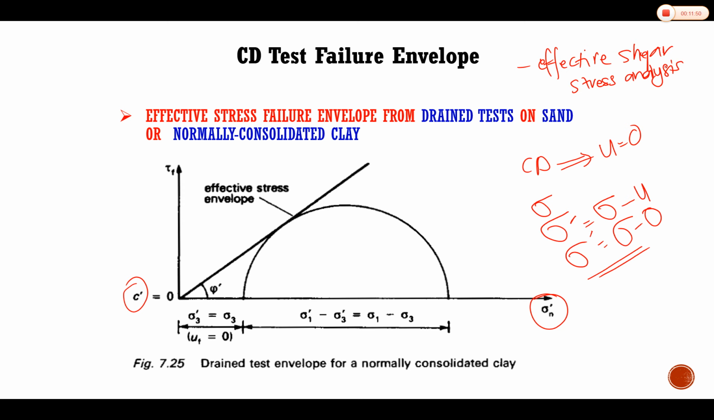So the CD test gives you the effective shear stress analysis. You will have the sigma prime, the shear strength parameter C prime, and also the angle of friction prime, for the CD triaxial test.